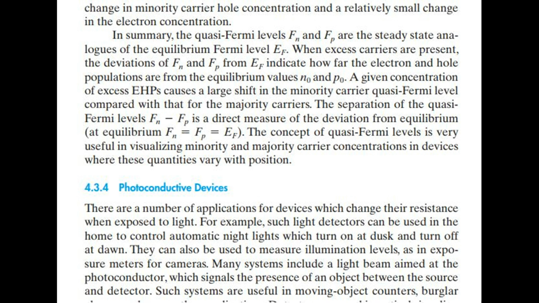In summary, the quasi-Fermi levels Fn and Fp are the steady-state analogues of the equilibrium Fermi level F. When excess carriers are present, the deviations of the electron and hole quasi-Fermi levels from the Fermi level indicate how far the electron and hole populations are from the equilibrium values n0 and p0. A given concentration of excess electron-hole pairs causes a large shift in the minority carrier quasi-Fermi level compared with that for the majority carriers. The separation of the quasi-Fermi levels Fn and Fp is a direct measure of the deviation from equilibrium.